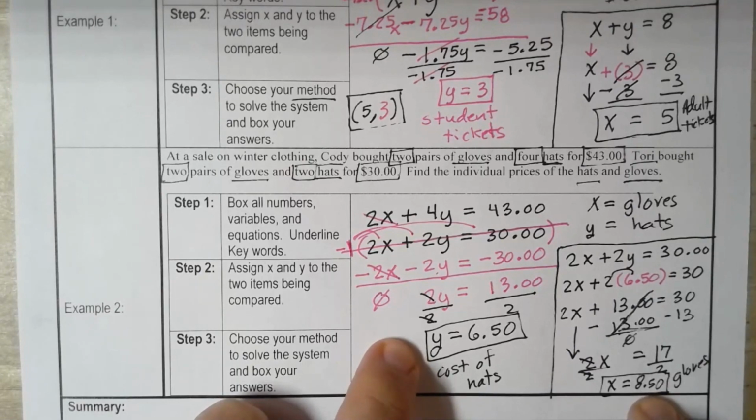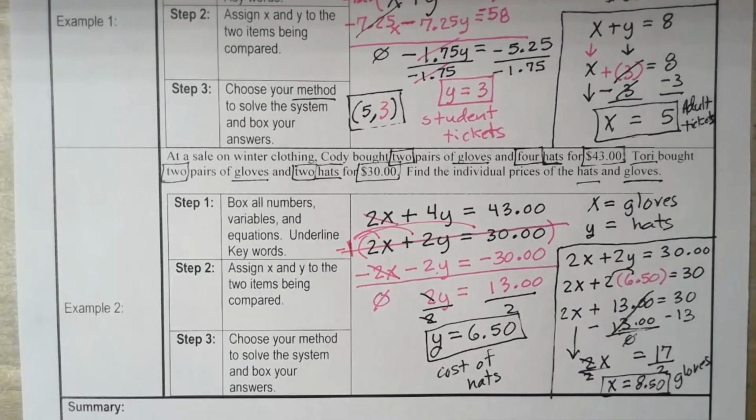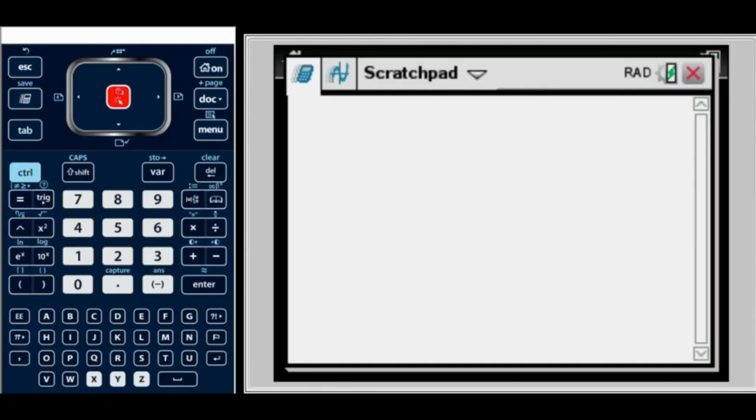Now that we got this done, I'm going to use my calculator, and I'm just going to substitute both of these values back in for x and y and make sure that I have 2 true statements so that I can justify my answer and be certain that what I put was correct. Alright, in my first equation I had 2x plus 4y equals 43. So I'm going to say, okay, well 2 times my x, and say x is $8.50, plus 4 times my y, which we said the y was the cost of hats, and there was $6.50, and that should have been equal to $43.